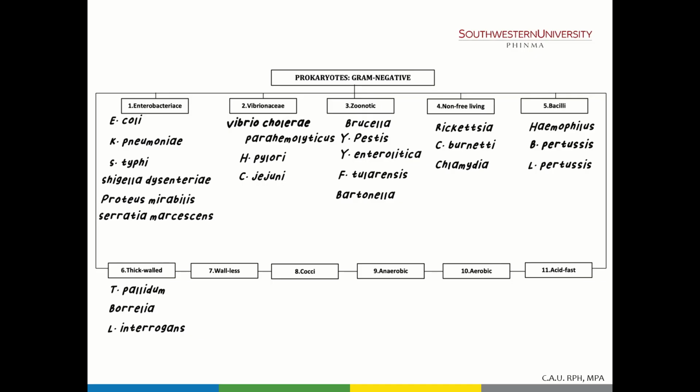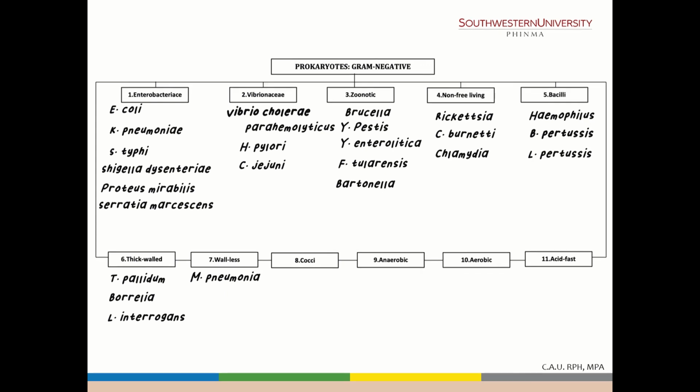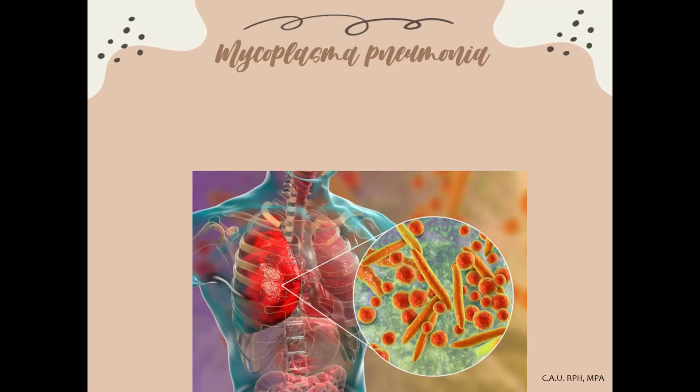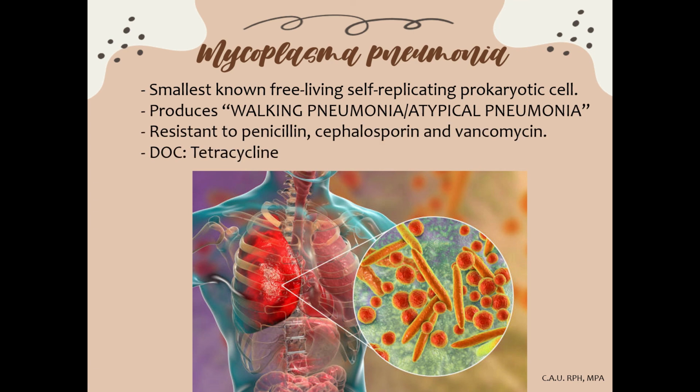The next group is the wall-less bacteria. As they have no wall, staining technique won't be possible. An example of these is Mycoplasma pneumoniae. Mycoplasma pneumoniae is the smallest known free-living self-replicating prokaryotic cell. It produces walking pneumonia or atypical pneumonia. It is also resistant to penicillin, cephalosporin, and vancomycin, and thus its drug of choice is tetracycline.